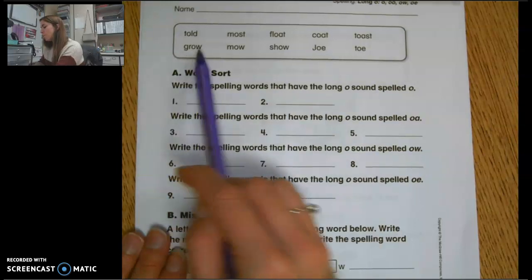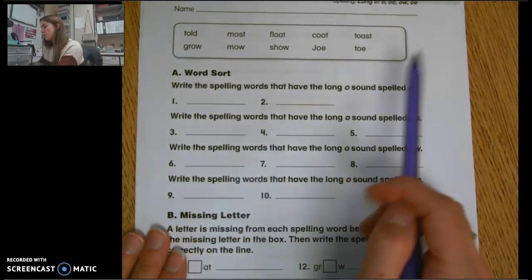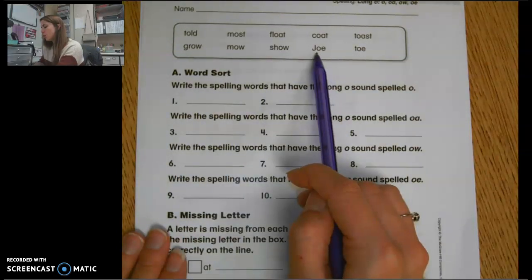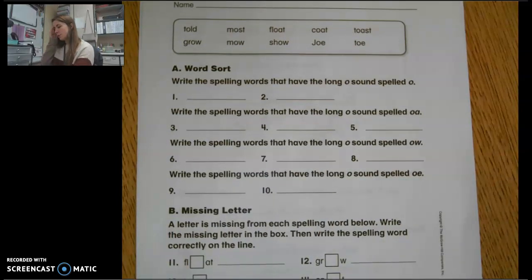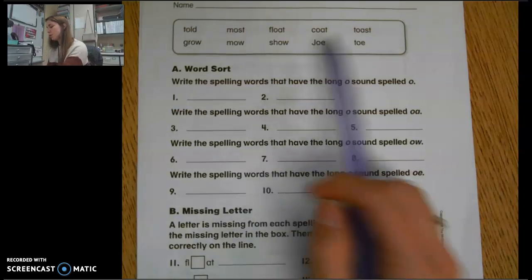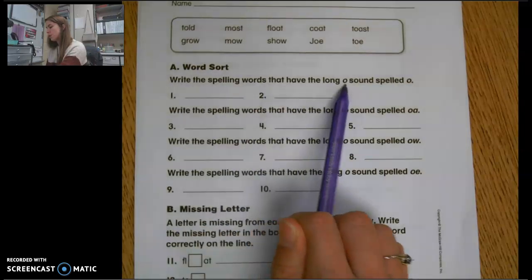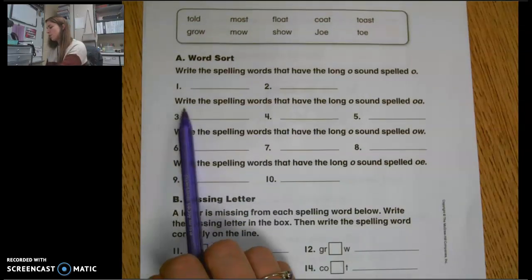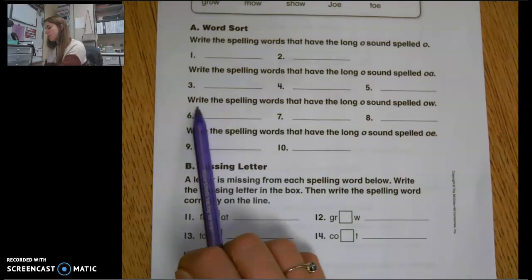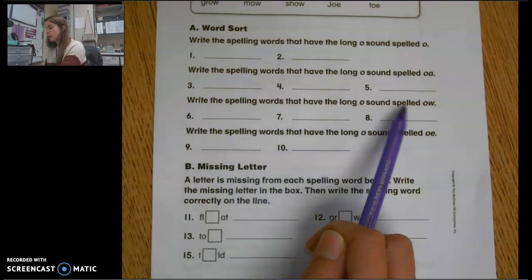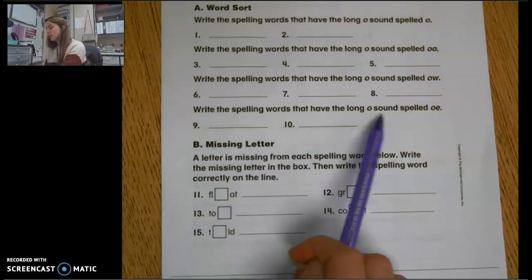Then you have row, mow, and show that all have OW making a long O sound. And then Joe and toe with OE making the long O sound. So you're going to be sorting these words by the way their long O sound is spelled. So in this category, you're going to write the spelling words that have the long O sound spelled O. Then you will write the spelling words that have long O sound spelled OA. And then you will write the spelling words that have the long O sound spelled OW. And finally, you will write the spelling words that have the long O sound spelled OE.